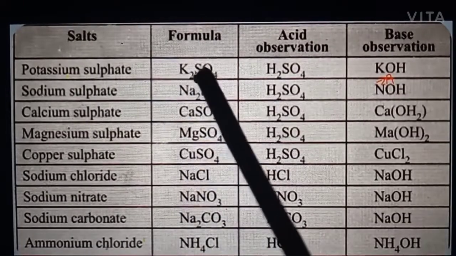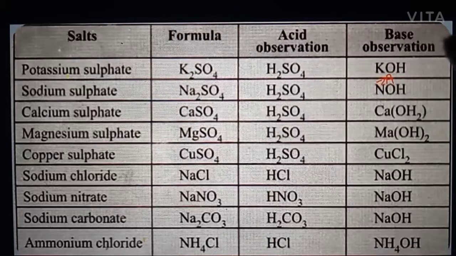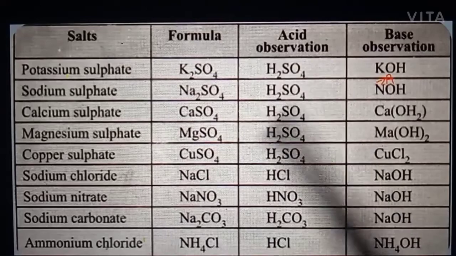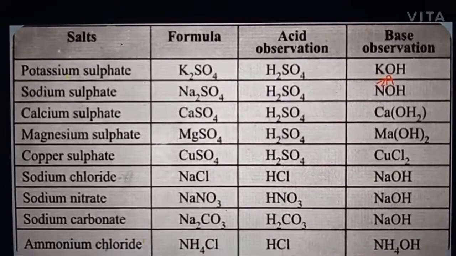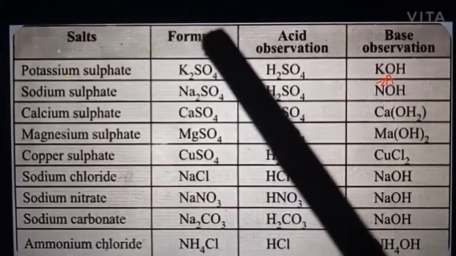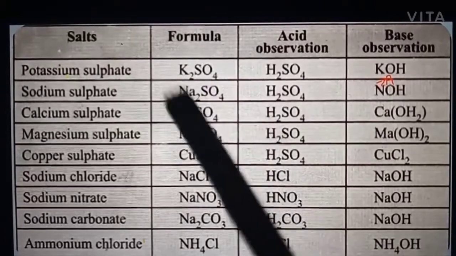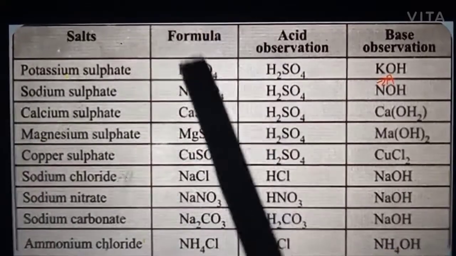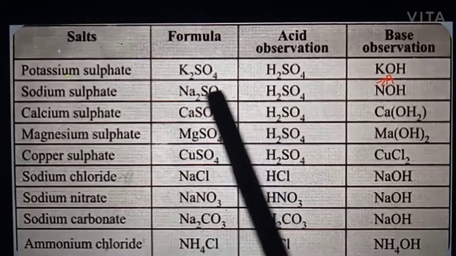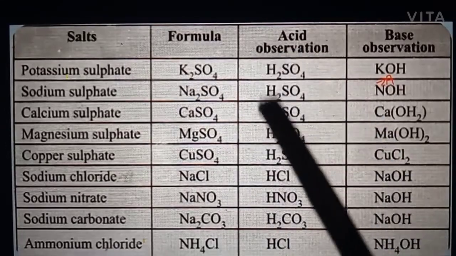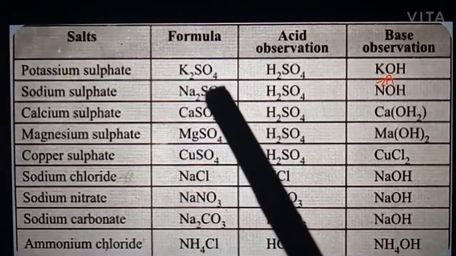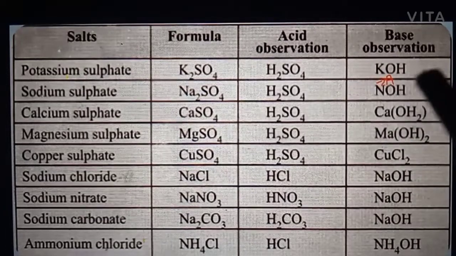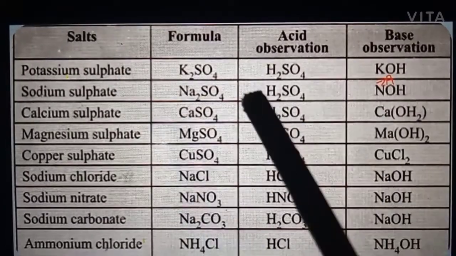To get K2SO4, we have to react acid plus base. Which acid do we take? So many acids are there: H2SO4, HCl, HNO3. Which do we take? As you can observe, the sulfate ion is there in potassium sulfate, so we have to take the acid that contains the sulfate ion. If we take HCl, what will happen? It is not possible to form K2SO4. HCl reacting with KOH, what will we get? Chloride, so it is not possible.